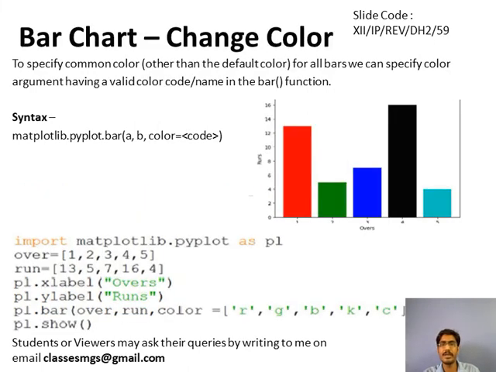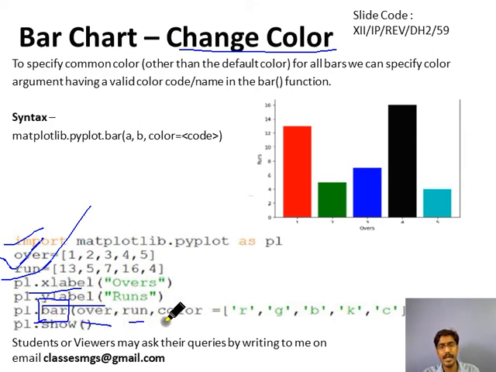We will see how we can change the color of the bar graph. We can change the color of the bar graph, like the first bar we want to draw in red color, second in green color, third in blue color, fourth in black color, and fifth in cyan color. You can use the same code: import, then the over variable, the run variable, and set the x-axis label through the xlabel method and the ylabel method. Then you use the same bar method, over, run, and the color code.